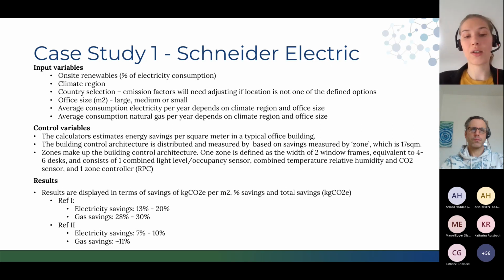So comparing it to a standard BMS system, you can see that it provides electricity savings between 13 to 20% and gas savings between 28 to 30%. Whereas when comparing the high-performing BMS to the advanced BMS system, it shows electricity savings of between 7 to 10% and gas savings of around 11%.